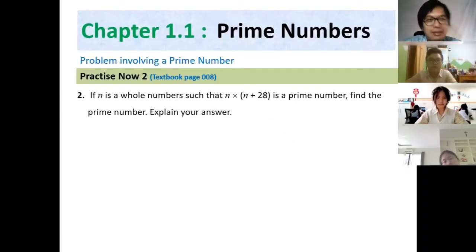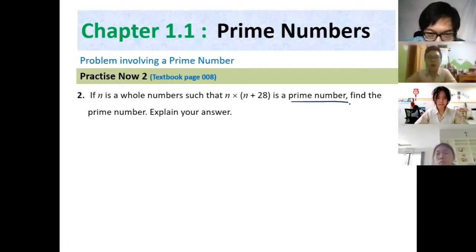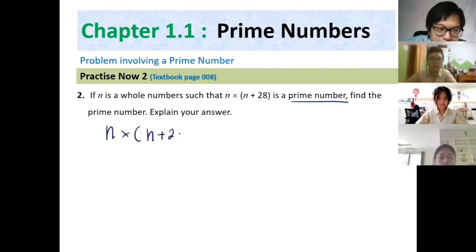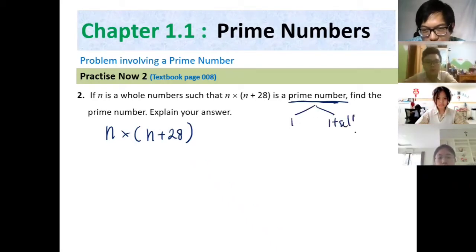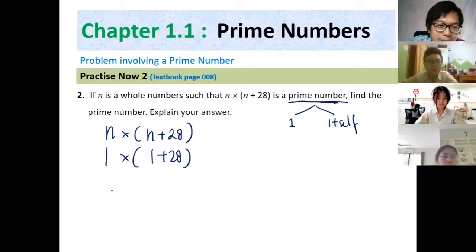Now, if n is a whole number such that n times n plus 28 is a prime number, find the prime number. So what is the value of n? We know that a prime number is composed of only 1 and itself, right? So n is always 1. Just substitute the 1 here. So the number is 1 times 29, so 29. That's all. Explain your answer.